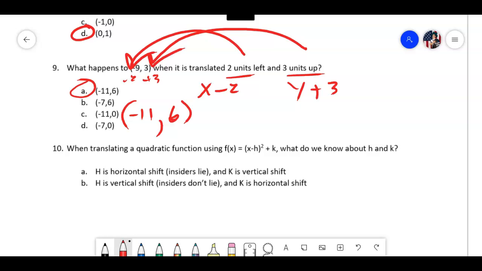Now, last but not least, when translating a quadratic function using f of x equals x minus h squared plus k, so this is for a quadratic, what do we know about h and k? And this is what we talked about earlier. H is a horizontal shift, insiders lie, k is vertical. Yes, that is true. But B has it flipped around. H is vertical? No, insiders are not vertical. And insiders do lie, not don't lie. So that's wrong, and then K is not horizontal, it's vertical. That's wrong. All right, so be careful when you do that one as well.